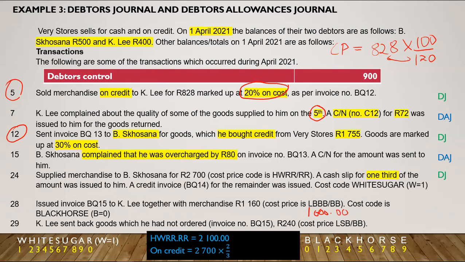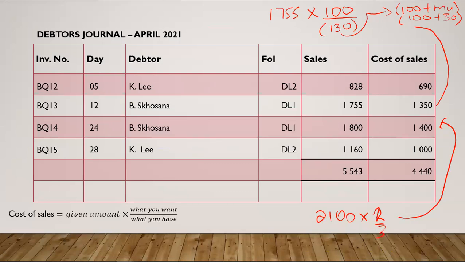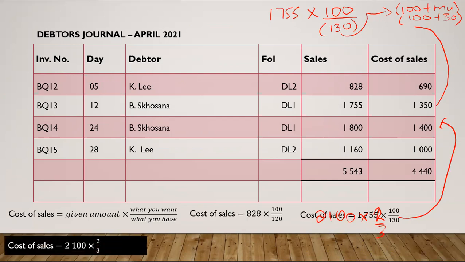Because we issued the invoice to Kaylee for merchandise that Kaylee bought on credit, that will be recorded in the debtors journal. We will have BQ 15, Kaylee, selling price is 1,160, the cost price will be 1,000, and then you just get the total, which was 5,543. Okay, then you can put the DLs, because we already know that DL1, debtors ledger 1 is Kosana, and debtors ledger 2 will be Kaylee. And then I'll just show you calculations at the bottom of how I got all the costs.